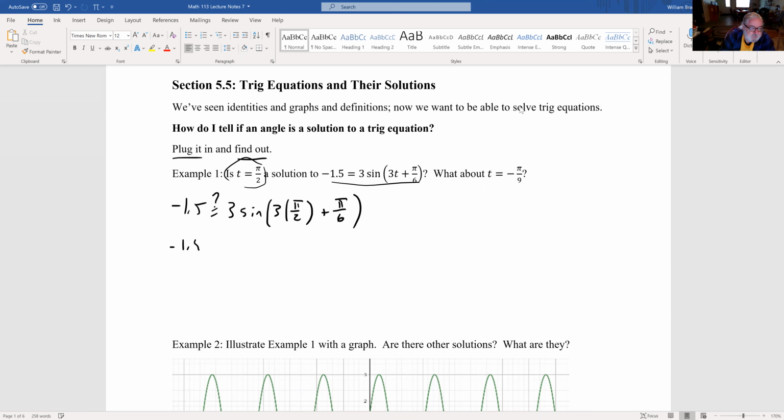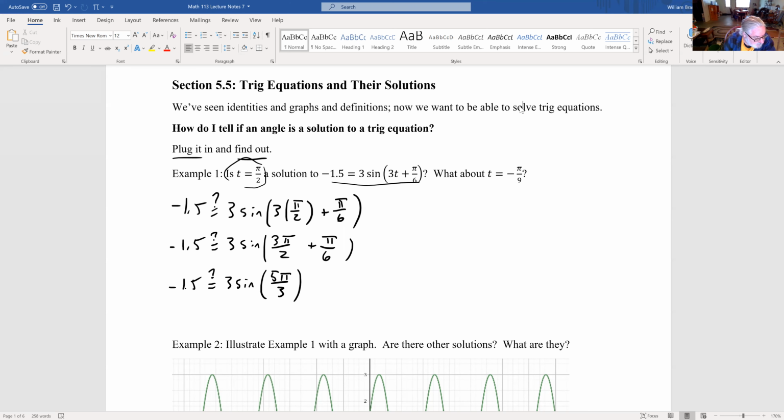So minus 1.5, is that equal to 3 times the sine of 3 pi over 2 plus pi over 6? 3 pi over 2 plus pi over 6 is actually 5 pi over 3. A little bit of simplification can get you that, because 3 pi over 2 is 9 pi over 6, so the whole thing is 10 pi over 6, which is 5 pi over 3.